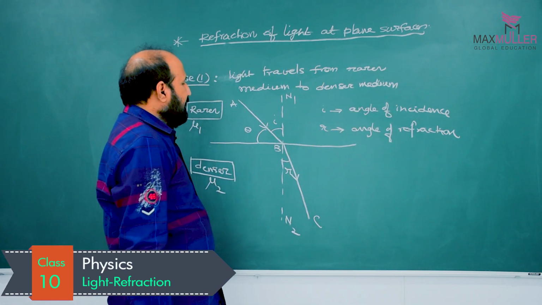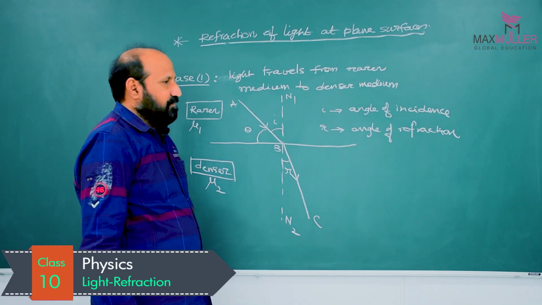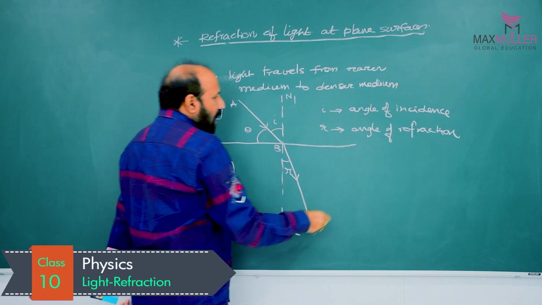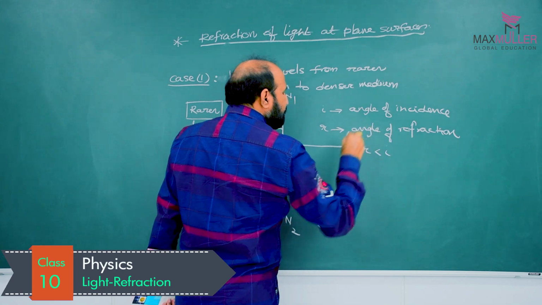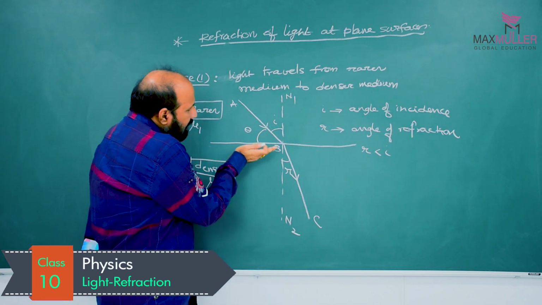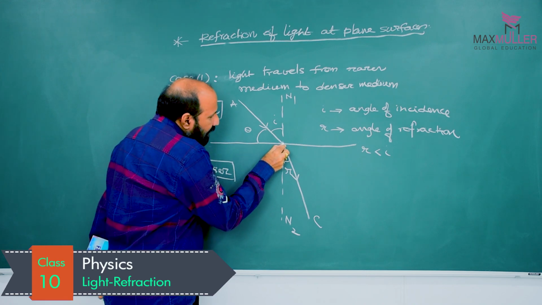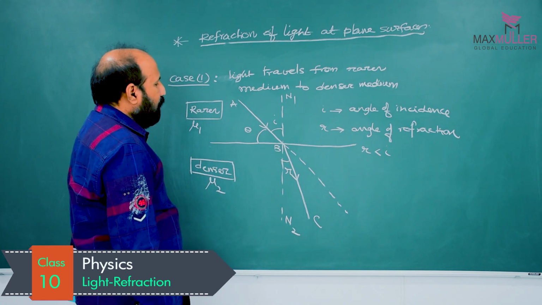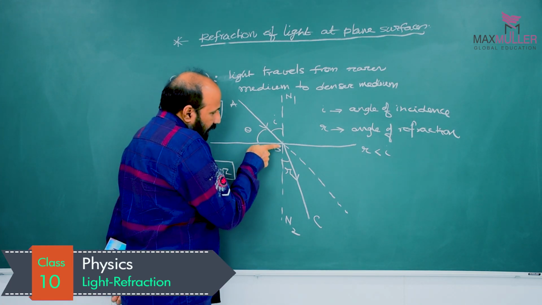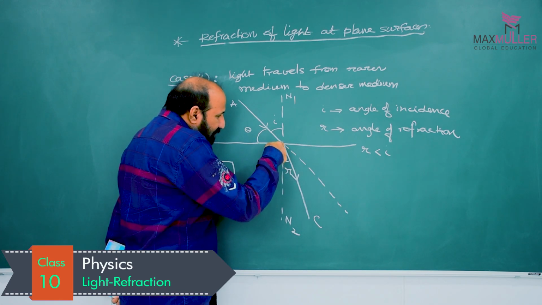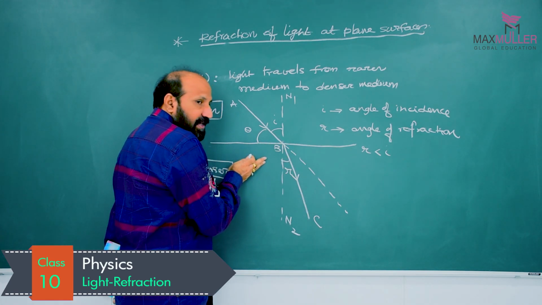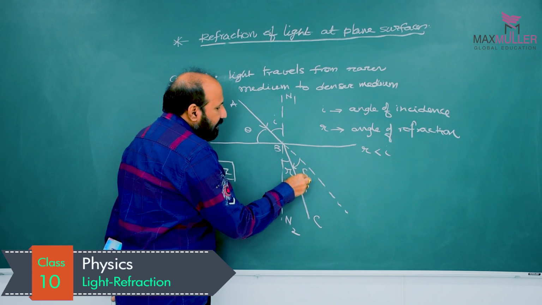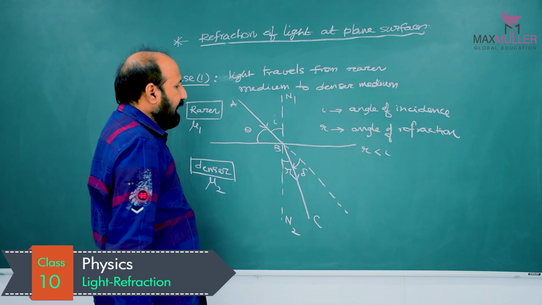I is angle of incidence and R is angle of refraction. In this case, when light travels from rarer to denser medium, R is less than I. In the absence of this medium, the ray would have been traveling in this direction. So therefore, instead of moving in this direction, the ray travels in this direction because of this medium. Therefore, this is called deviation in the refracted ray, denoted by letter delta.